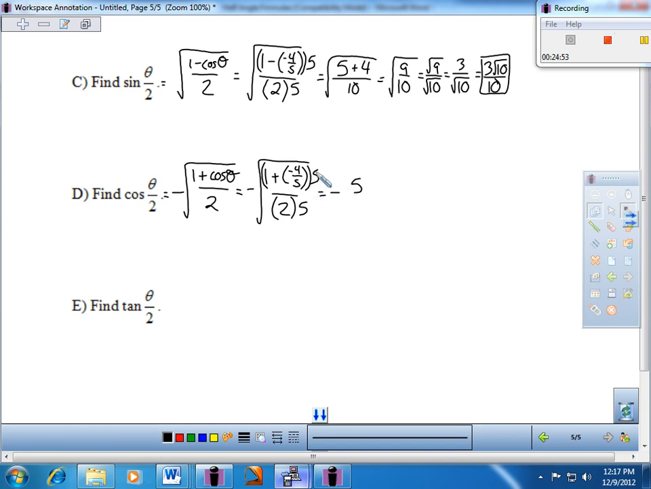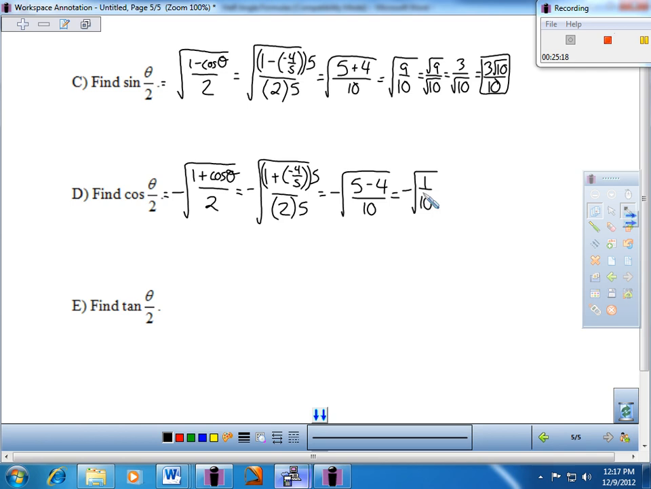5 times 1 is 5. 5's cancel here, and so plus a negative, so minus 4, and then over 2 times 5 is 10. See if you agree on that, and there comes the root to back it all up. Good. And let's see, it should work out nicely. Negative stays. I'm getting 5 minus 4, which is just 1, and then over the 10. So really the answer is negative square root of 1/10.